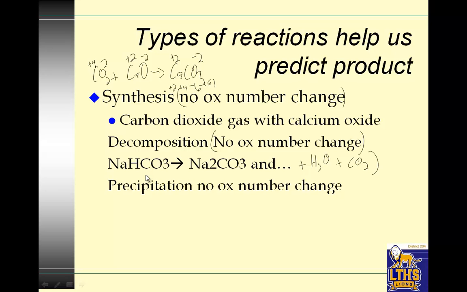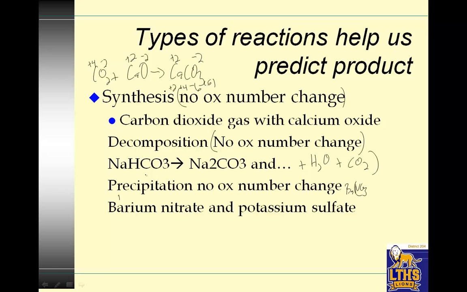Precipitation has no oxidation number change. For example, barium nitrate, Ba(NO3)2, plus K2SO4 gives, no big surprise, BaSO4 solid plus KNO3. You have to balance them, and their charges will always be the same. If you check those out, oxygen's going to be minus 2, and then you can get the whole thing.